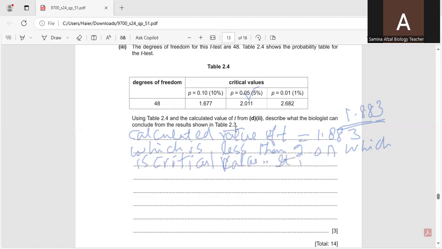It is also less than this value, 2.682. According to these results, we can say that there is no significant difference between this one and this one.